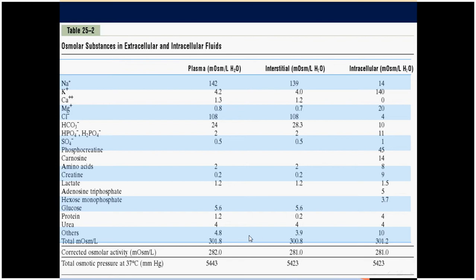When you convert it to osmotic pressure, you multiply it by 19, and in this case the total osmotic pressure for the plasma will be 5443 millimeter mercury, compared to the interstitial, which is less by 20, and it is 5423 millimeter mercury. So the osmotic pressure, the sucking pressure of the plasma, is more than that of the interstitial tissues by 20 millimeter mercury, due to the difference in plasma protein, which is more than that of the interstitial fluid. So this is very important to be considered while you are talking about the osmolarity.